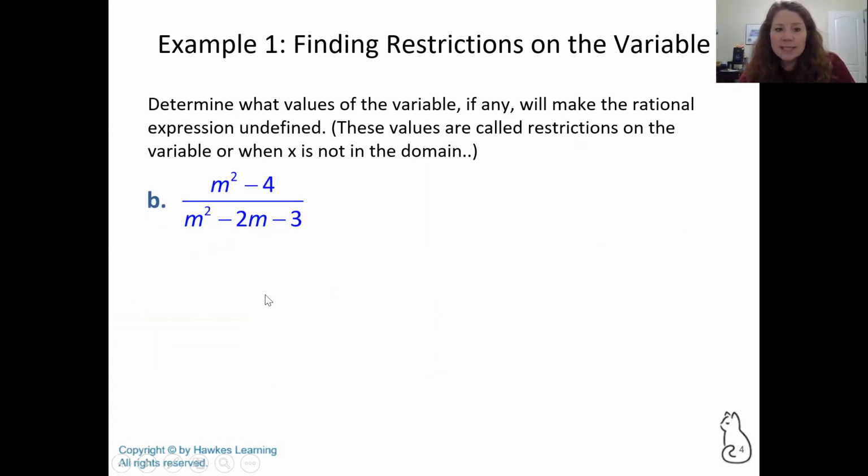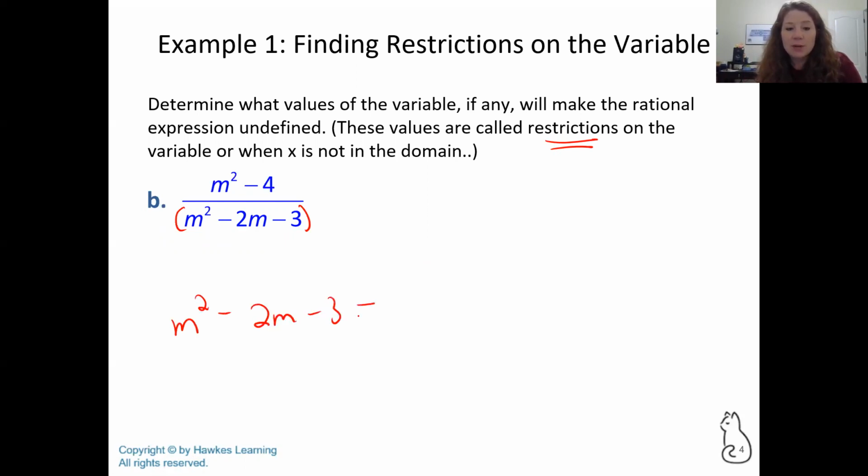All right, so before I simplify this expression, the first thing I want to do is find the restrictions. So when you find the restrictions, all you're going to do is take your denominator and set it equal to 0. Now, obviously, we did these kind of problems in our last unit. These are quadratic equations. So we wanted to think of two numbers that multiply to give me -3 and add to give me -2. So that would be -3 and +1.